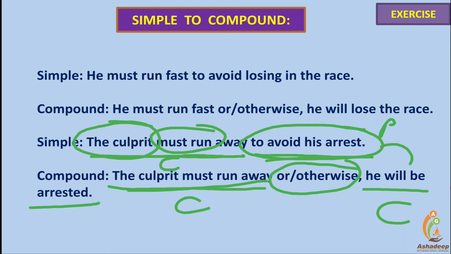Here are two clauses. Both are independent. Both the clauses can create a sense in the reader's mind. So both of them are independent. Neither of them is dependent on any other. And they are connected with the coordinating conjunction or otherwise.